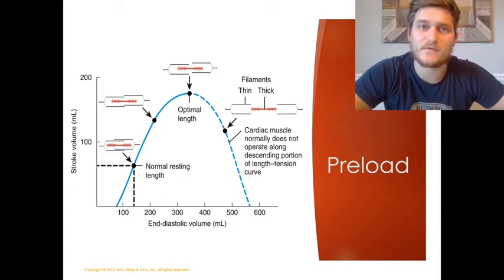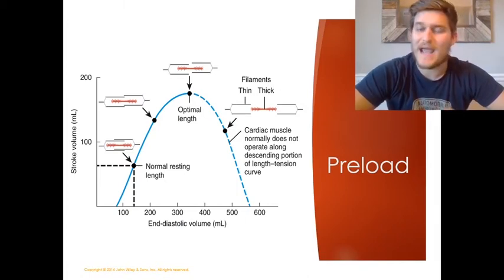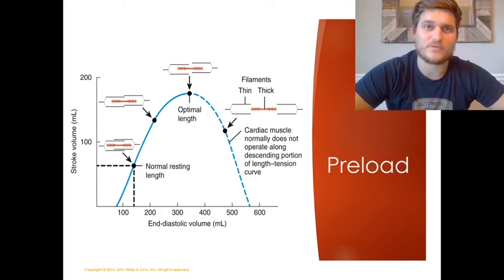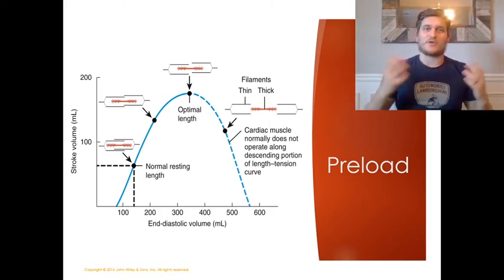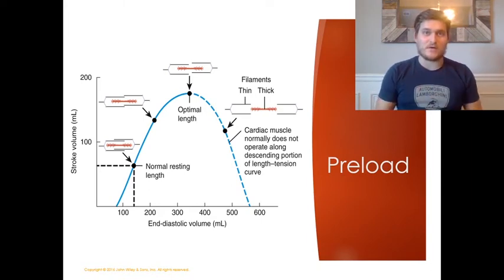Stroke volume is going to be determined by the amount of blood inside of the ventricles and outside of the ventricles. The amount of blood inside of the ventricles, or the amount of blood that returns back to the heart and thus fills the ventricles, is called preload.